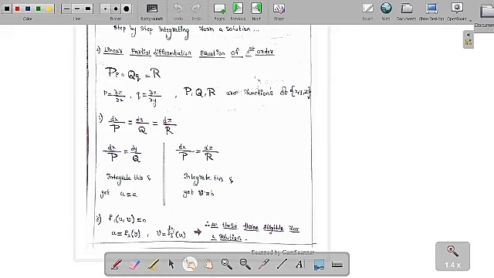So after getting this, you can write a solution in the format of f1 function of u comma v is equal to 0, or u is a function f2 of v, whereas v is a function of u. You can write any of these three formats because any one is the general solution of this partial differential equation.